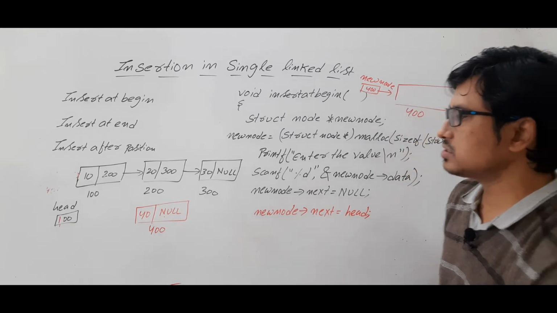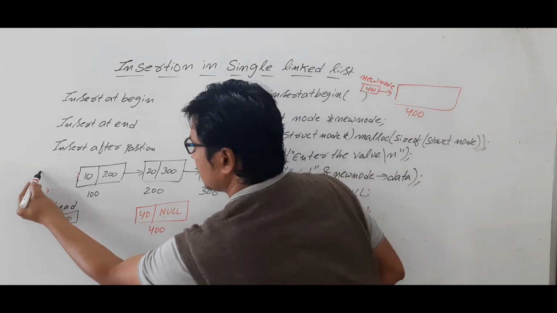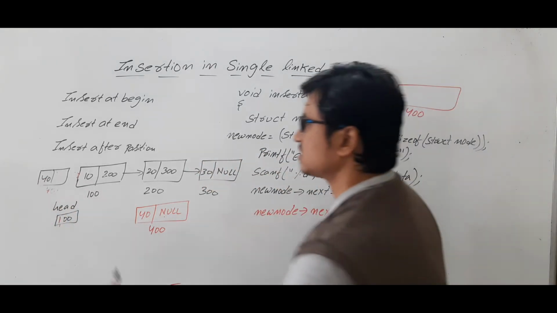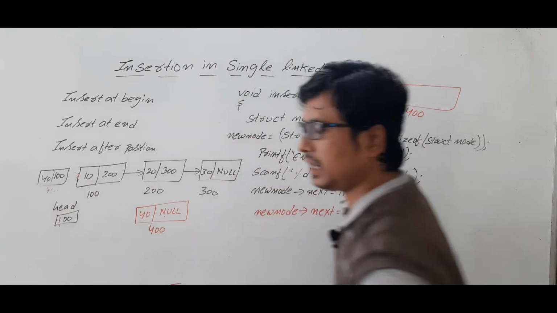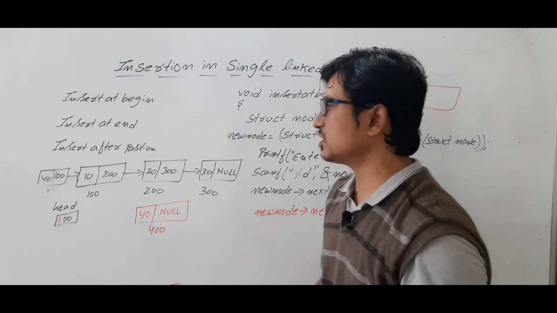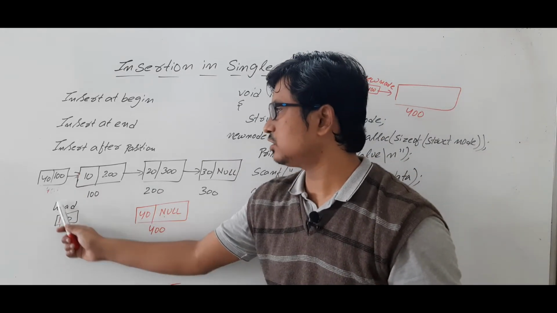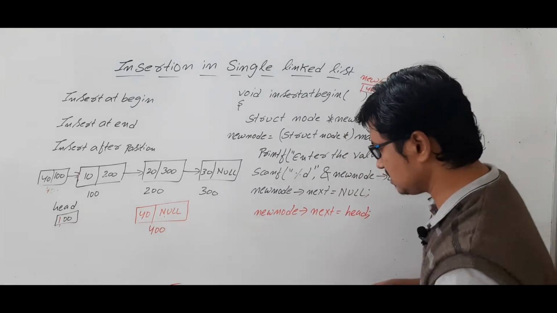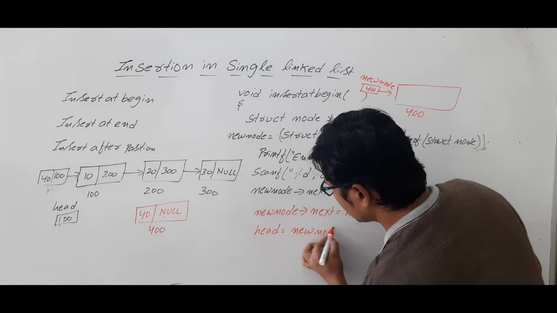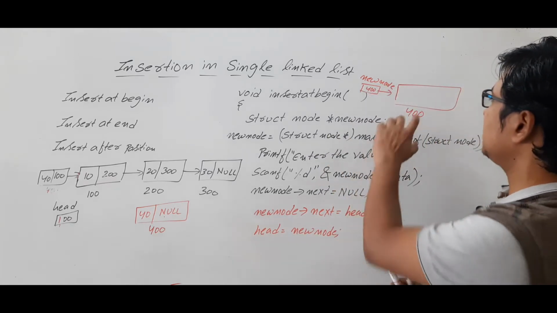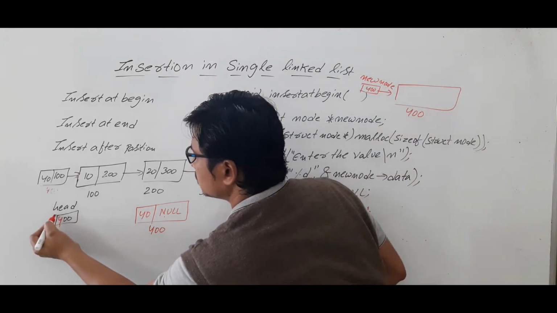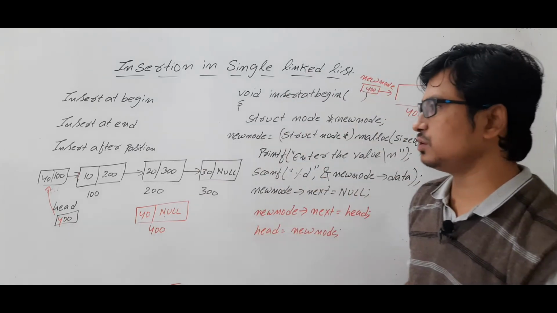What does head consist of? 100. So let me write it here for better understanding. You have 40, and new node of next is equal to head, so 100. So you have created a link to this node. Now this is the first node, am I right? If this is the first node, head should point to this node. So what you have to write is head is equal to new node. What does new node consist of? The address of this node, 400. So here you should have 400. That's why head is now pointing to the first node in the linked list.